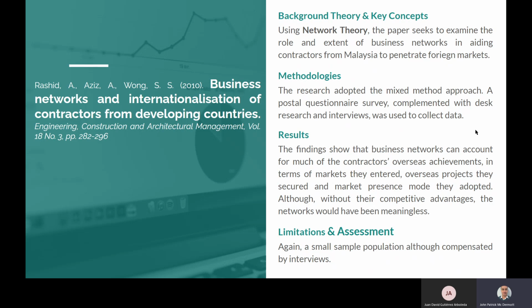The results: the findings show that business networks can account for much of the contractors' overseas achievements in terms of markets. They entered overseas projects, they secured them, and the market presence more they adopted. Although without their competitive advantage, the networks would have been meaningless. The limitation: again, a small sample population, although compensated by some interviews there. This would likely be very useful in my intended research.